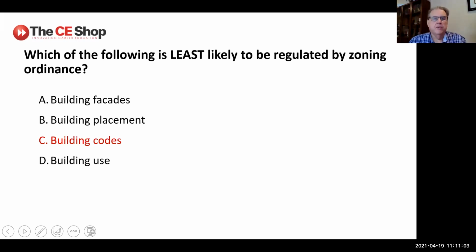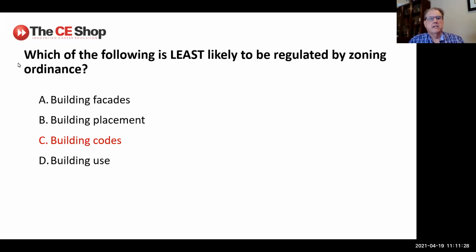That would be building placement. Cary, North Carolina, is the home of aesthetic zoning. That would be building facades. Building use, again, could be a zoning type of issue. So building codes, even though it is a police power, is not zoning per se.